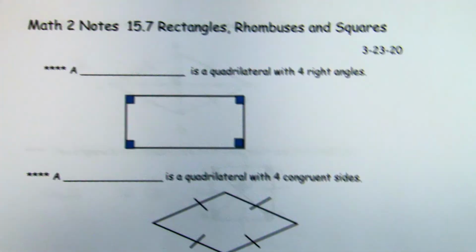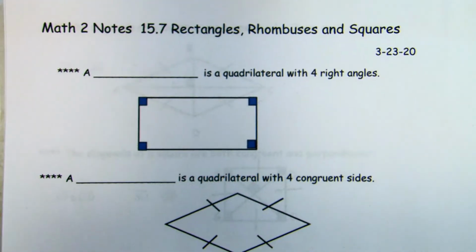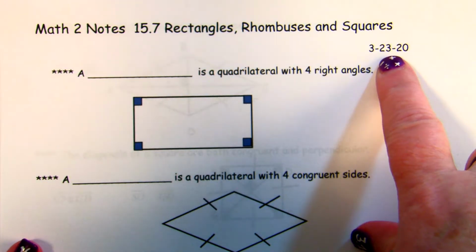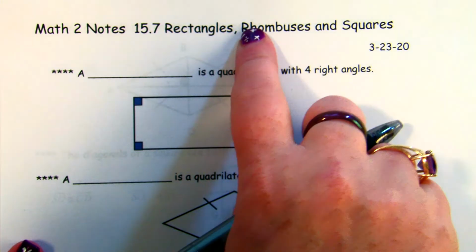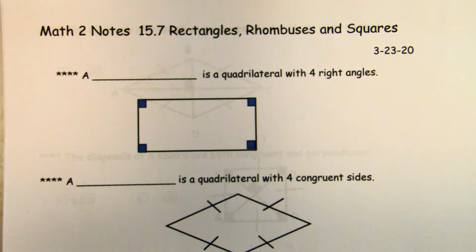Hi everybody, here's our lesson for today. Today's the 23rd, and we're going to learn about three different shapes: rectangles, rhombuses, and squares, and the special properties that they have.